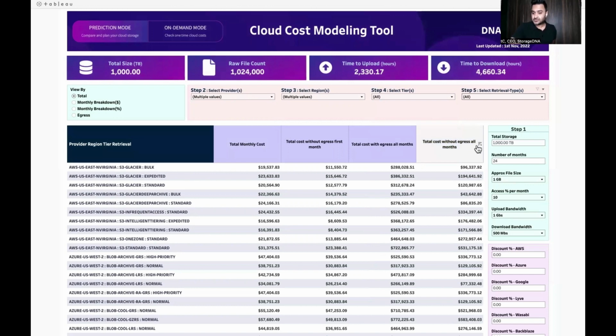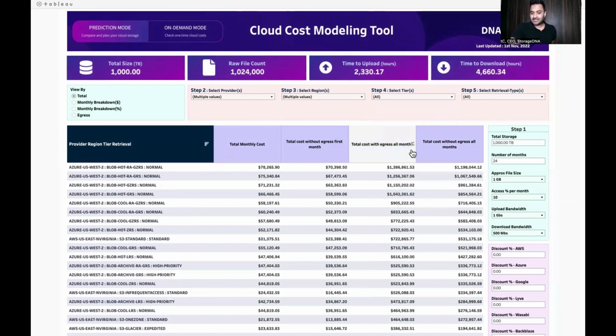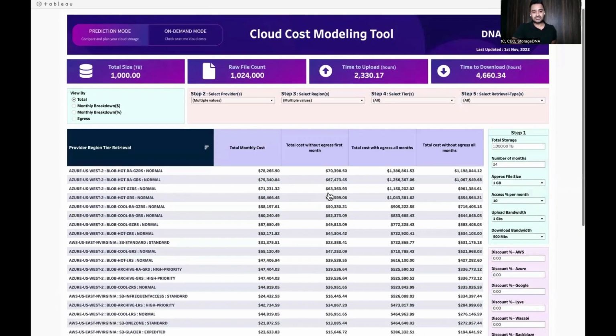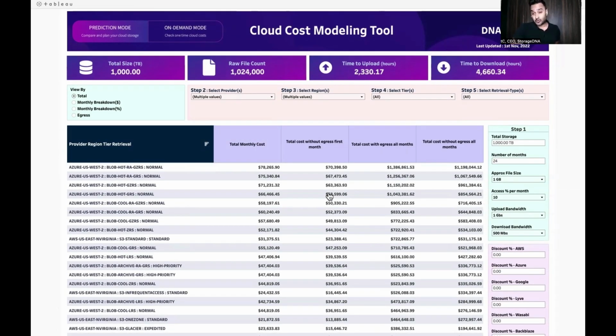I always find it interesting to sort these numbers by cost with and without egress, right? So it's very important to understand your total cost without egress and your total cost with egress per month. And it's interesting to see how these costs all pan out. Based on this, you can make a highly educated decision of where you want to store your data.